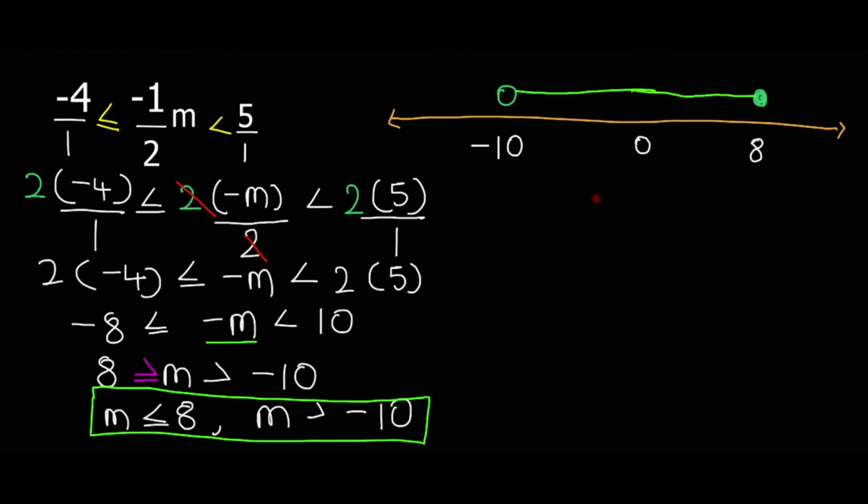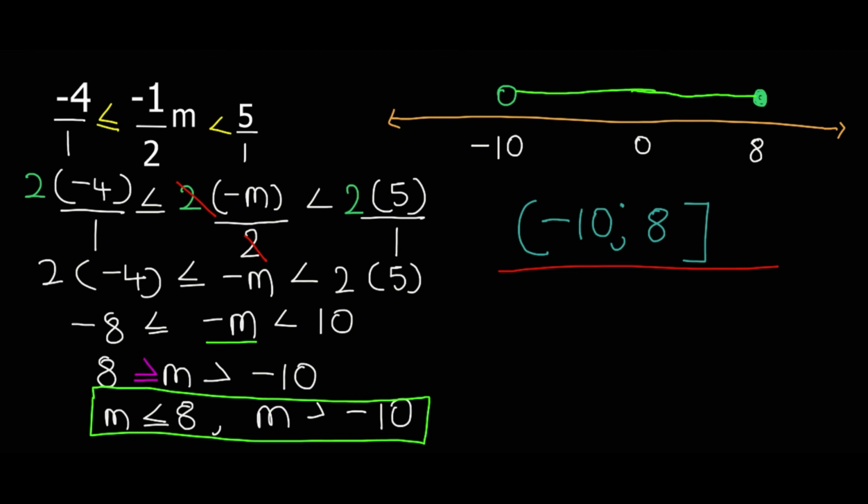So this is our answer on a number line, and then our answer in interval notation will be in this way: -10, because -10 is strict in this inequality, so we use this bracket, and then 8 is less or equal, so we use this bracket, and then this is our answer in interval notation.